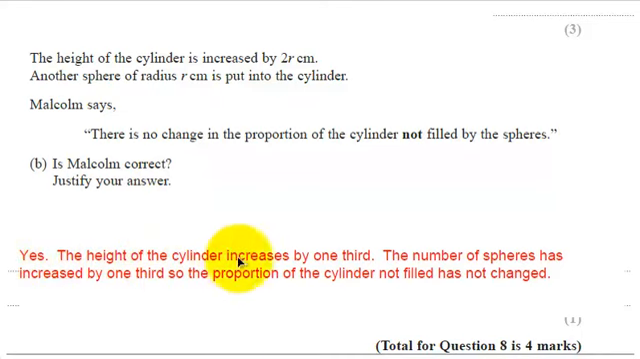The height of the cylinder has increased by 1/3. If you remember in the original question, the height of the cylinder was 6r, and it's been increased by 2r. So 2 is 1/3 of 6, so it's been increased by 1/3. The number of spheres has also increased by 1/3. There were 3 spheres and now there are 4, so there's an additional 1 sphere, and there were 3 spheres originally, so that's an increase of 1/3. So the proportion of the cylinder not filled has not changed. Both the height and the number of spheres have increased by 1/3.